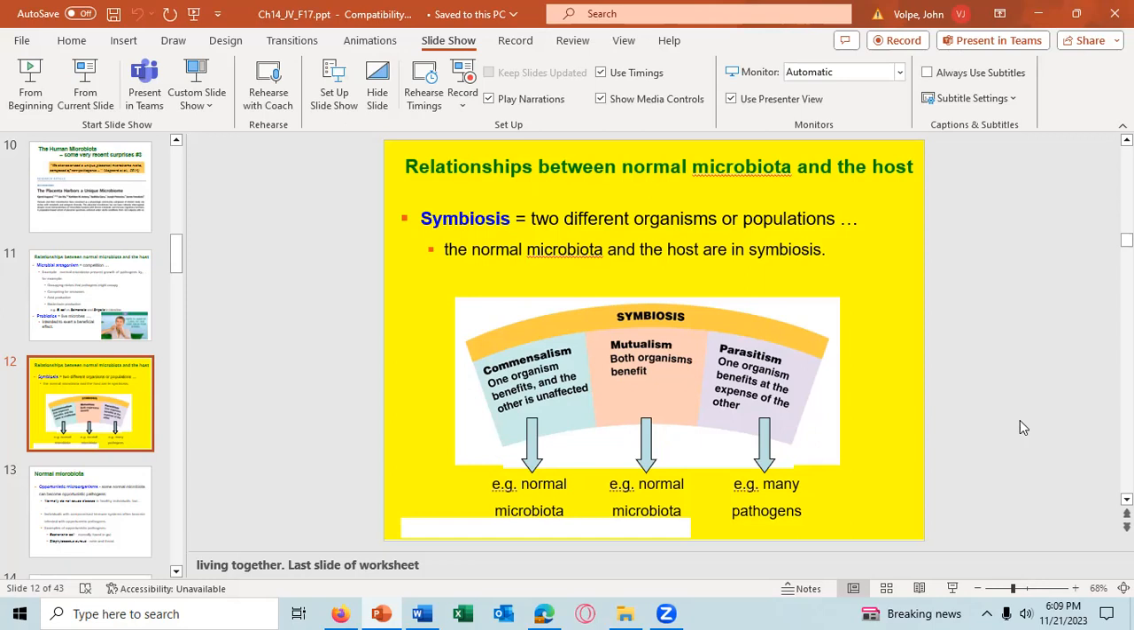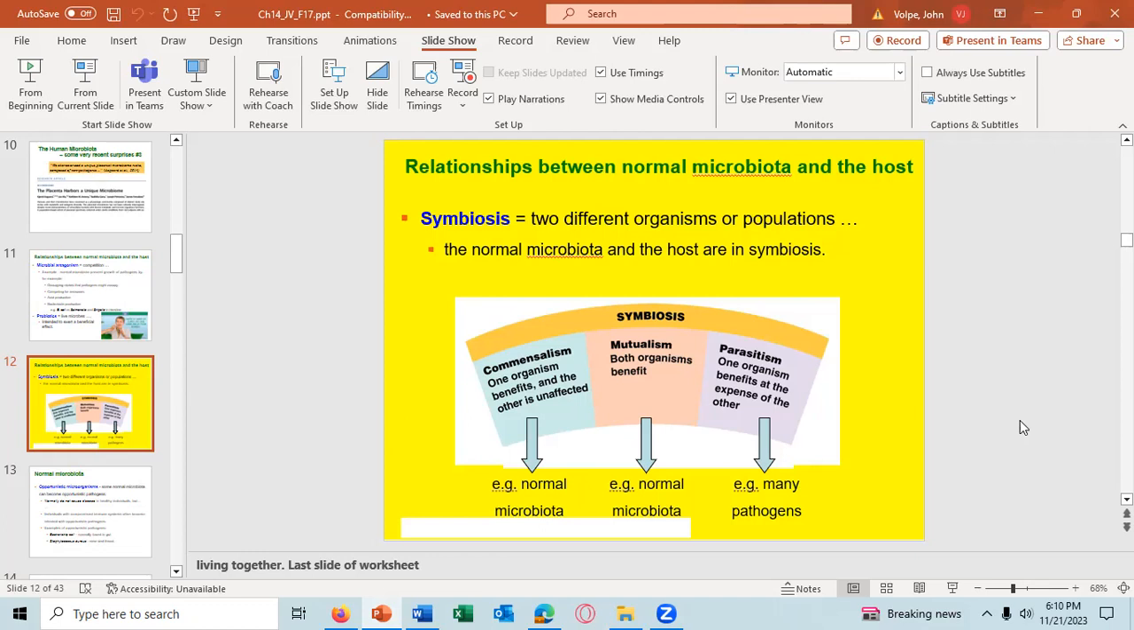The other normal microbiota can form commensalism, where the symbiosis occurs, but one organism benefits and the other is unaffected. So the microbe benefits because it's given a home and nutrients, but it does not help the host. It doesn't harm the host, but it doesn't help the host. Any question about any of that?